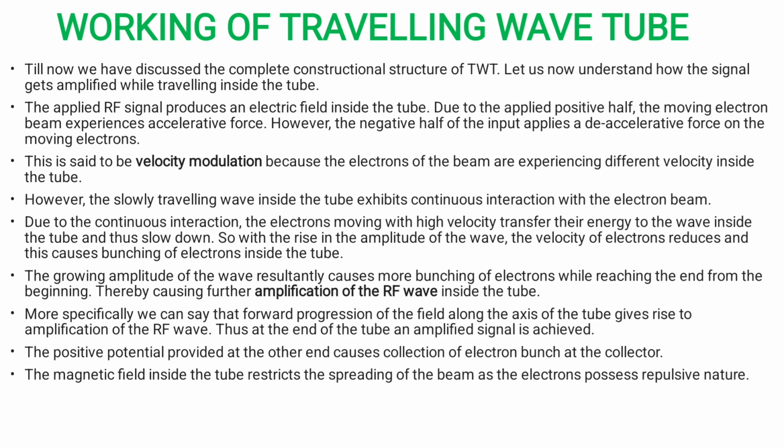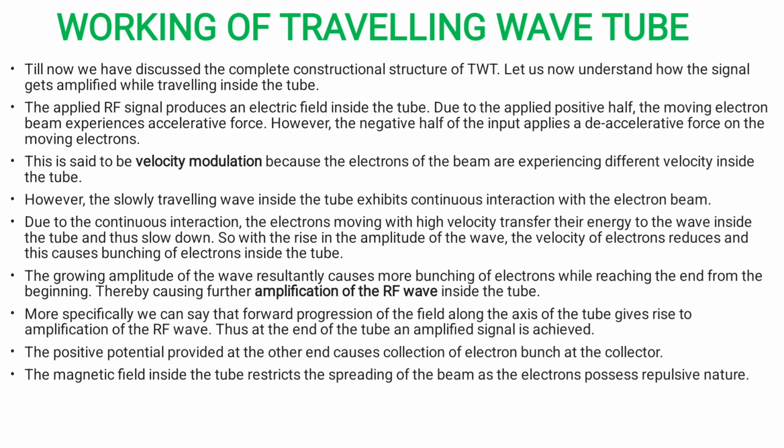However, the slowly traveling wave inside the tube exhibits continuous interaction with the electron beam. Due to the continuous interaction, the electrons moving with a higher velocity transfer their energy to the wave inside the tube and thus slow down. With the rise in the amplitude of the wave, the velocity of electrons reduces, and this causes bunching of electrons inside the tube. The growing amplitude of the wave resultantly causes more bunching of electrons while reaching the end from the beginning, thereby causing further amplification of the RF wave inside the tube.